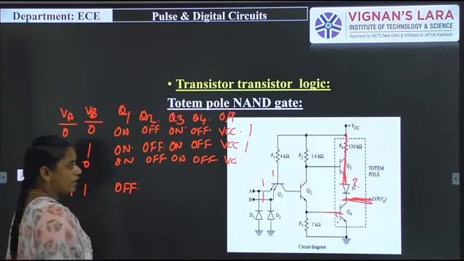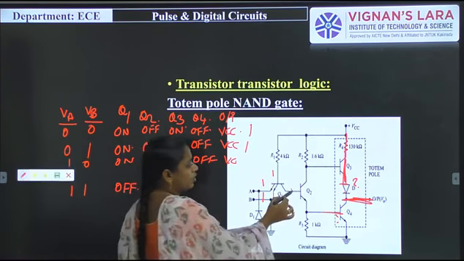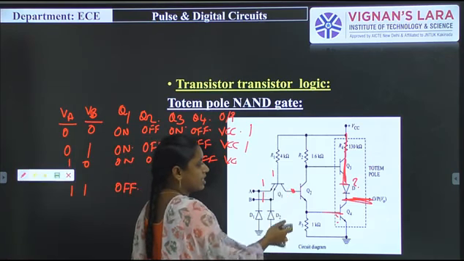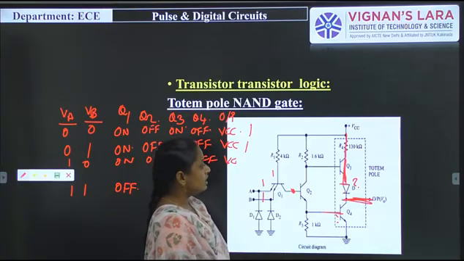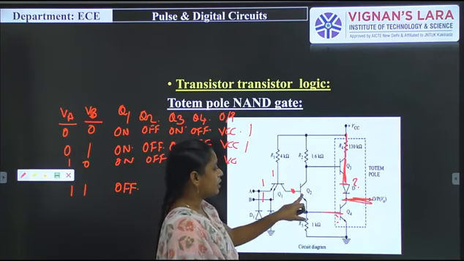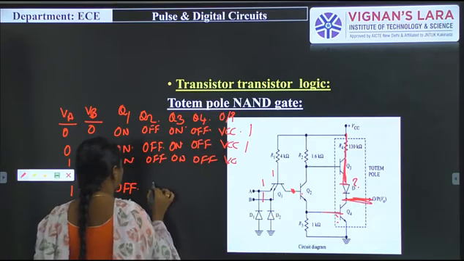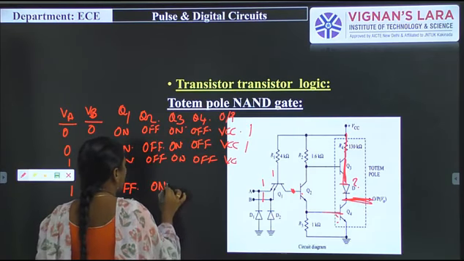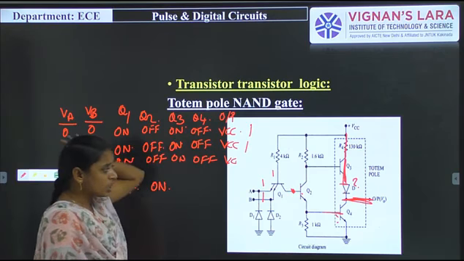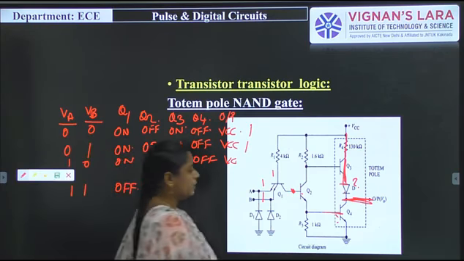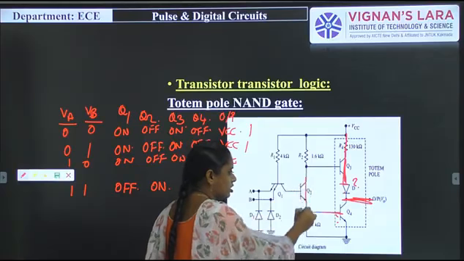When Q1 is in off condition, what is its collector voltage? It can be considered an open circuit. This collector voltage will be VCC. This VCC voltage is applied to transistor Q2, then Q2 goes to on condition. When Q2 is in on condition, it can be replaced with a short switch.